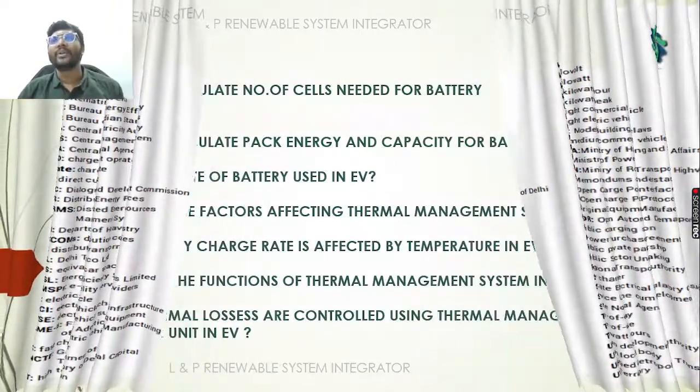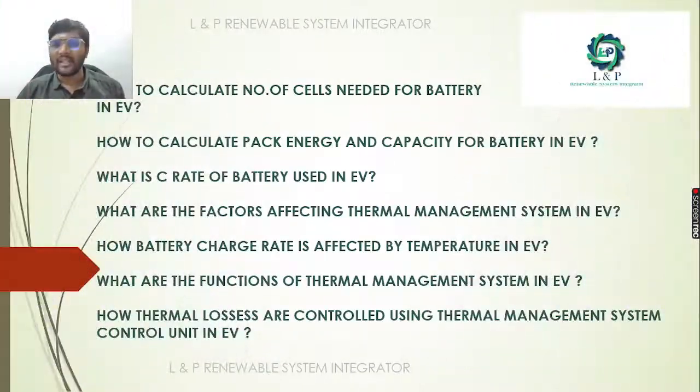So what are the things that we are going to discuss in this part today? First, we are trying to learn how to calculate the number of cells needed for a battery in an electric vehicle, and also how to calculate the pack energy and the capacity for a battery in an electric vehicle. We will also sort out what the C rate of a battery is, what factors affect a thermal management system, how battery charge rate is affected by temperature, what the functions of the thermal management system are, and how thermal losses are controlled using a thermal management system in a control unit in the electric vehicle.